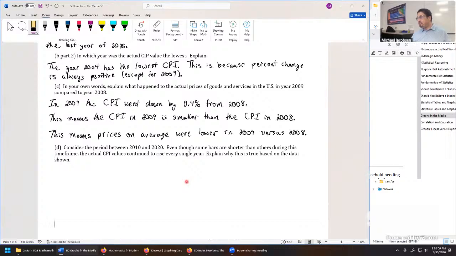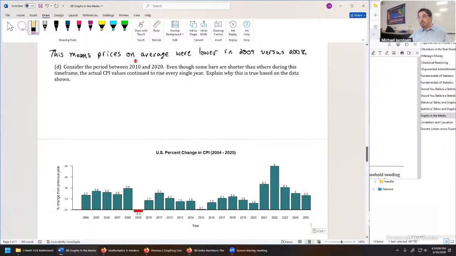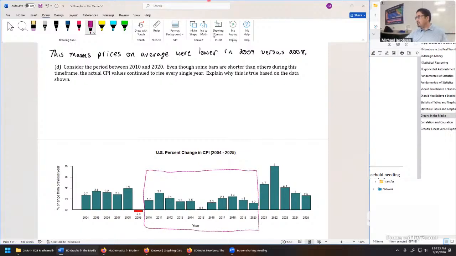It says next, consider the period between years 2010 and 2020. So now we're in this range, capping it off at 2020 for no apparent reason. In those years specifically, we can verify that this bar is really close to zero. None of them are negative. Some are pretty tall. 2011 was particularly large. So it goes up and down a little bit, kind of a wave pattern almost.